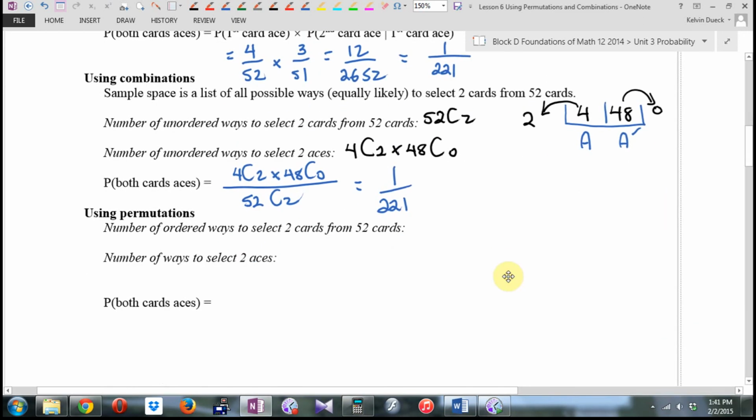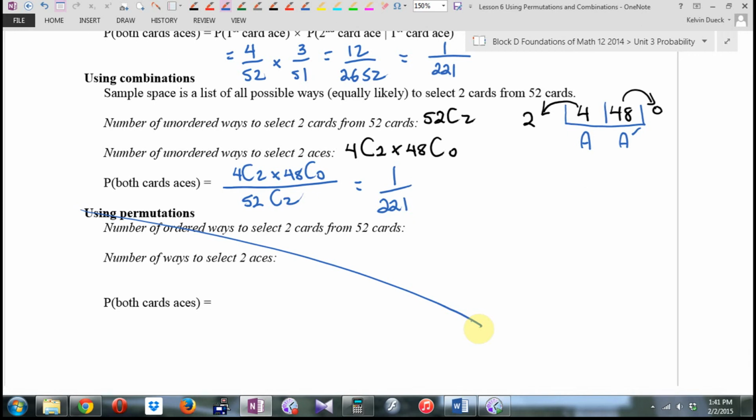You can also do this with permutations, but I'm not a big fan of using permutations for card questions, because when you play cards, unless they specifically mention first, second, third, fourth, fifth, the order when you play cards doesn't matter. You don't care when you got the ace. You only care if you got the ace.